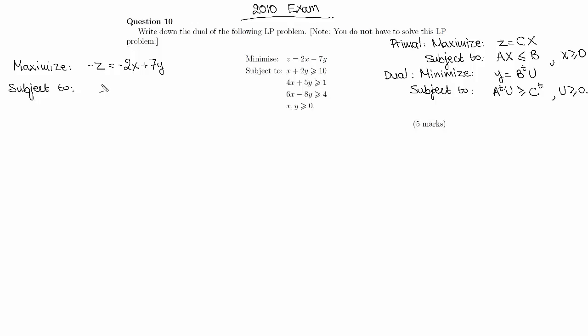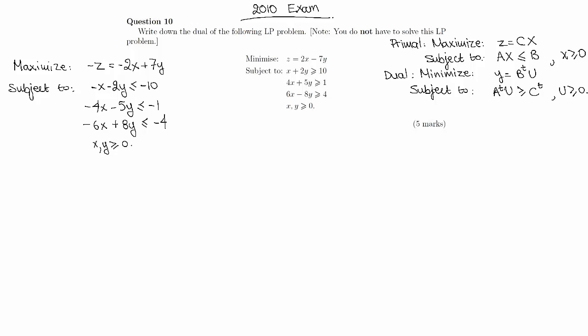So that will give us minus x minus 2y is less than or equal to minus 10. Then we have minus 4x minus 5y less than or equal to minus 1. And minus 6x plus 8y is less than or equal to minus 4. And we always have that x and y need to be greater than or equal to 0.